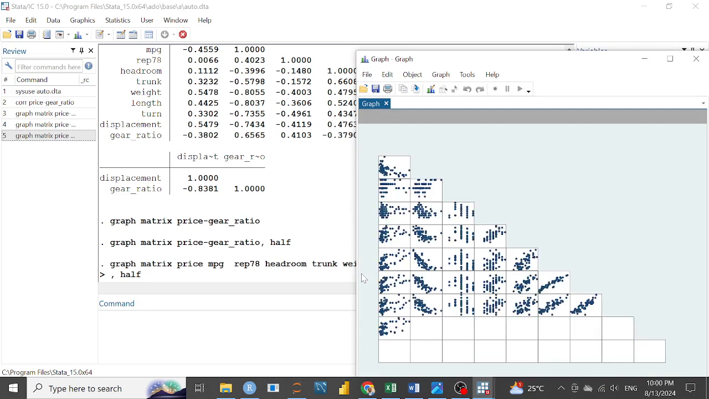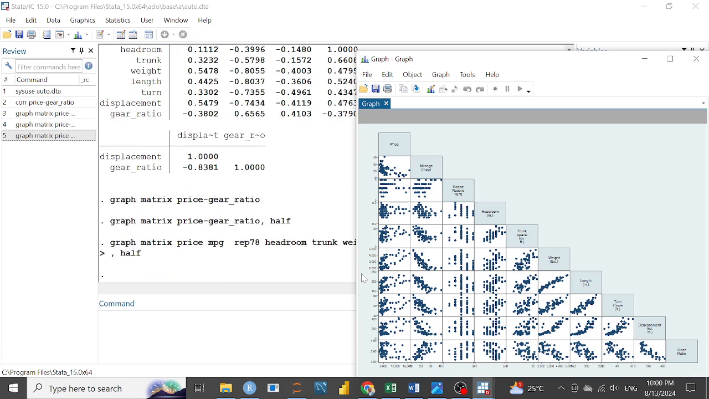So Stata has provision for this, and it makes our work neater and better, especially when it comes to interpretation. So we are able to visualize correlation between multiple variables. In another video, I'm going to explain how we make use of this in multicollinearity. Thanks for watching.